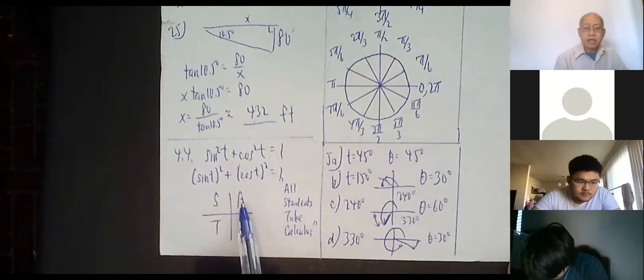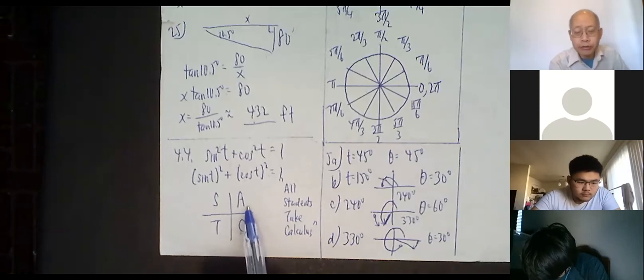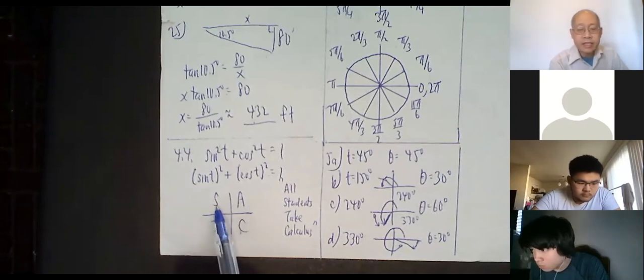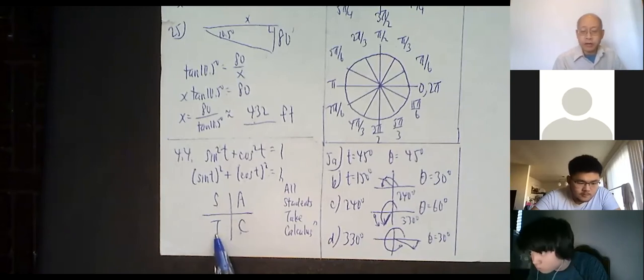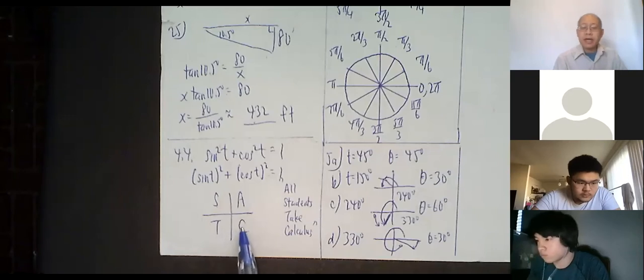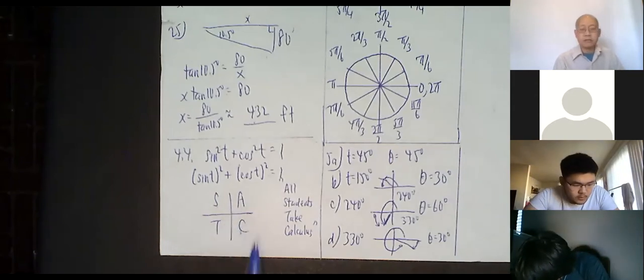So what does this mean? This means in the first quadrant, all three trig functions, sine, cosine, and tangent, are positive. They're all positive. Second quadrant, the sine is positive, S for sine, which therefore means cosine and tangent are negative. Third quadrant, T for tangent. Tangent is positive, therefore sine and cosine are negative. And C is for cosine. Cosine is positive. That means sine and tangent are negative in quadrant 4. Okay, so that's what all this means.